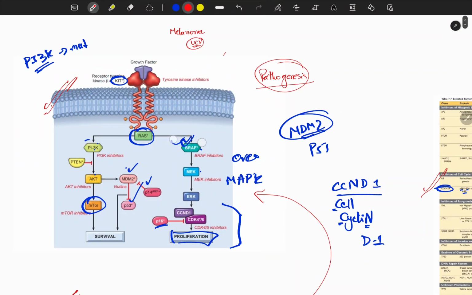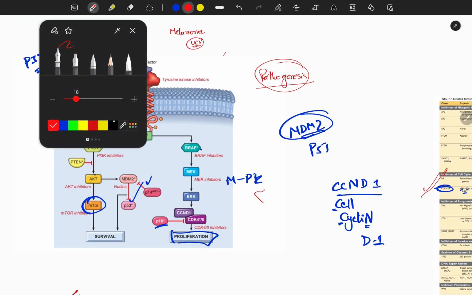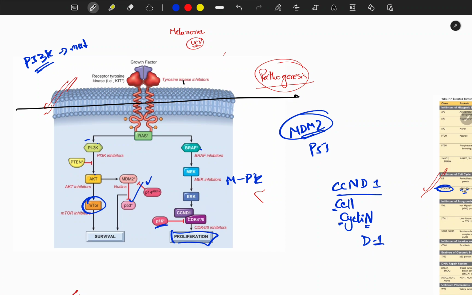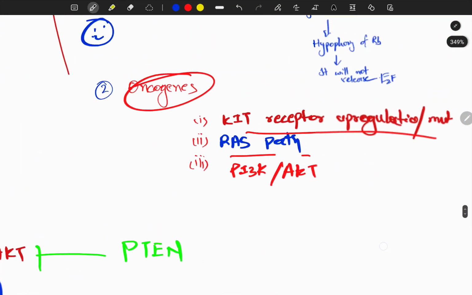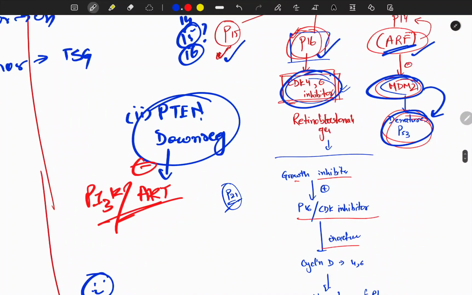So if I remove all this, how will I see your problem? Your problem could be at this level, the receptor level, or it could be before at the RAS level, or it could be in the signal transduction. But Prem sir, there's one more. I'm sorry, Ray. Yeah, there's a third gene.